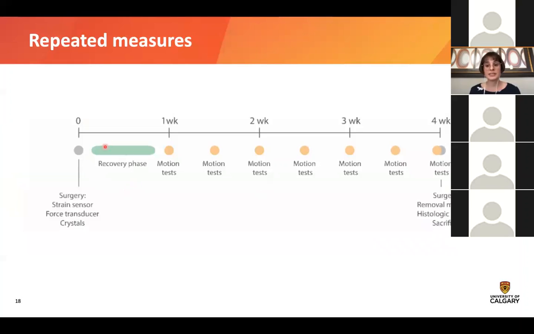Here is a bit how our experiment is looking like. So we will have the surgery, and then of course we need a recovery phase for the sheep to recover from the surgery. We can see when the sheep is capable to walk as before again, and then we will start with the motion tests. We will just have a look when the sheep is walking, trotting, and what's happening with all this data. And we then want to repeat these measurements over time for 4 weeks, after which we will remove all the technology, because we want to see how these results change over time. Is the sensor consistent or maybe not?